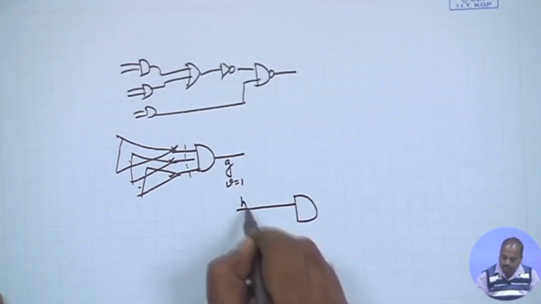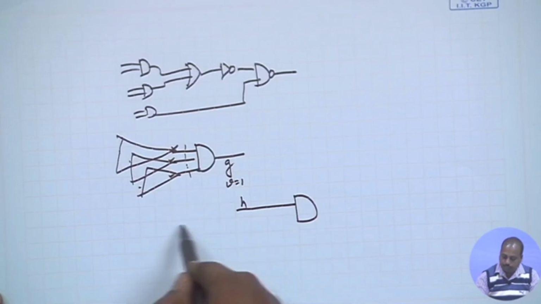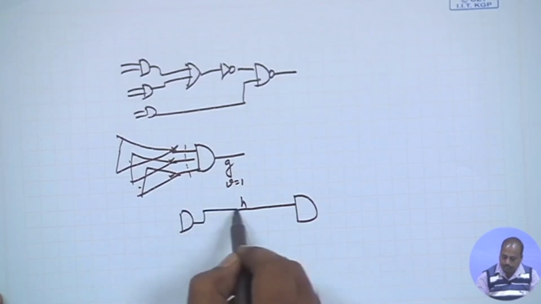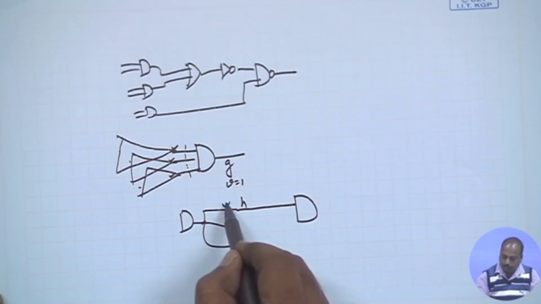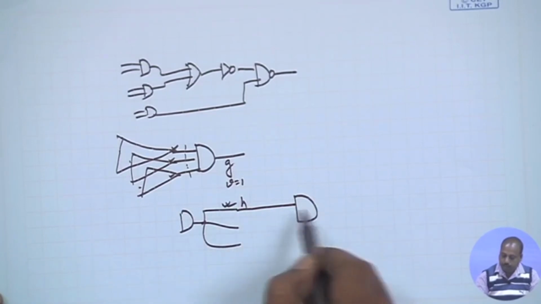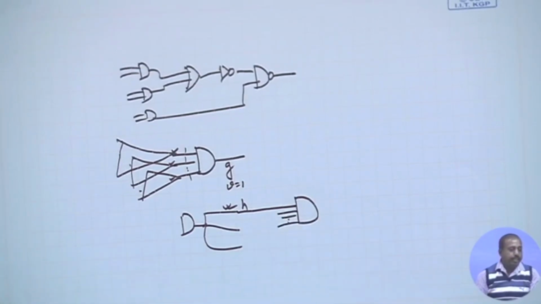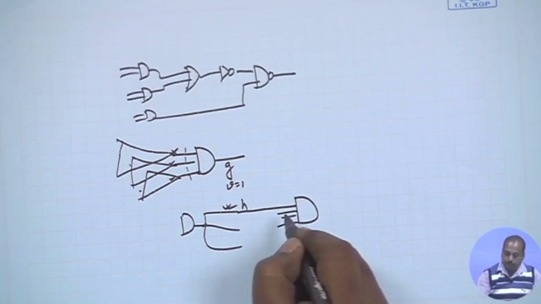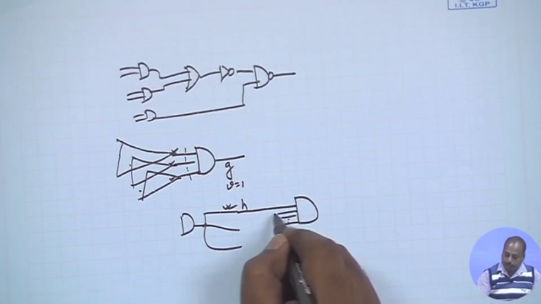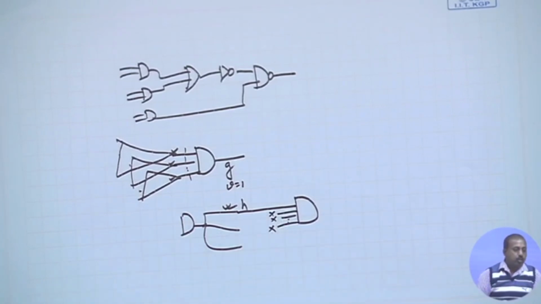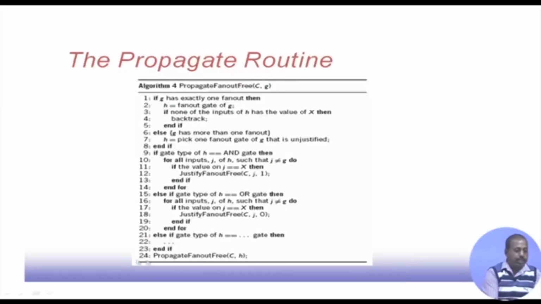So this is the line H that we want to propagate. It is coming from this AND gate, this line G. It has many fan outs, and out of those, this fan out has been chosen. Now, it will see that the other inputs of H, the other inputs of this AND gate, need to be justified so that we can propagate through H. At present what is required is that all these values must be at X. So if the value of J is equal to X, then we need to put the value equal to 1. So justify C, J, 1 has to be done.